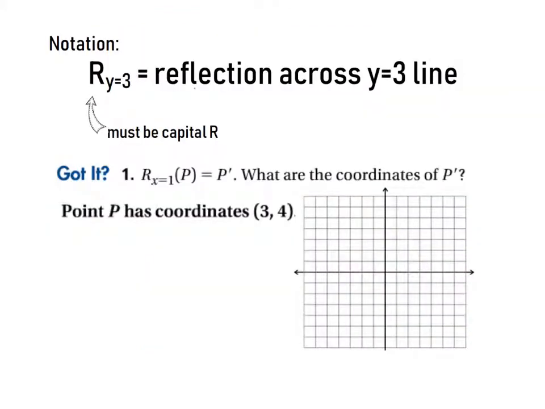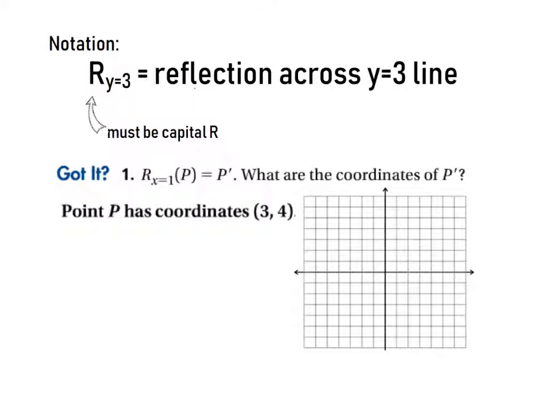Okay, so let's try one. The notation that we have here, you have to have a capital R for a reflection, and it just tells you here what the reflection line is. In this case, now here's something that you're going to have to remember, and maybe jot this down some.